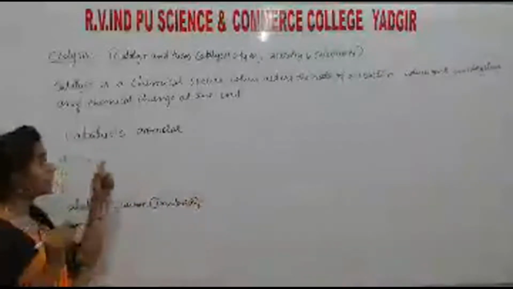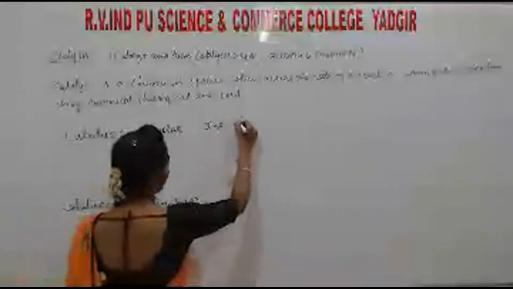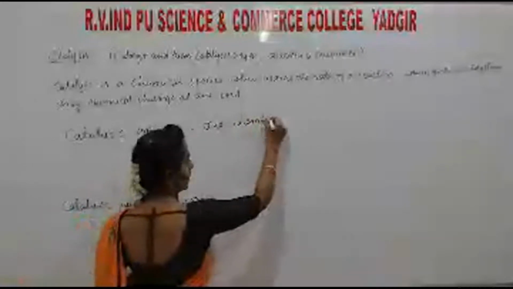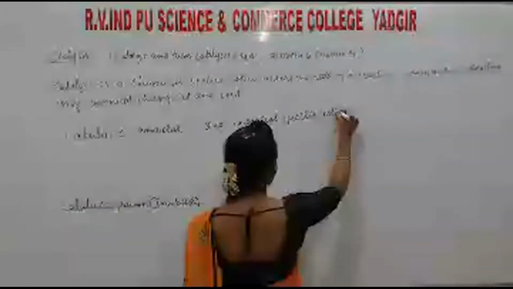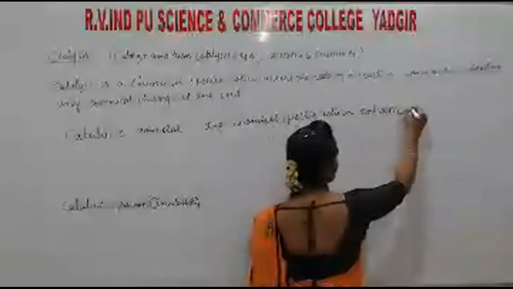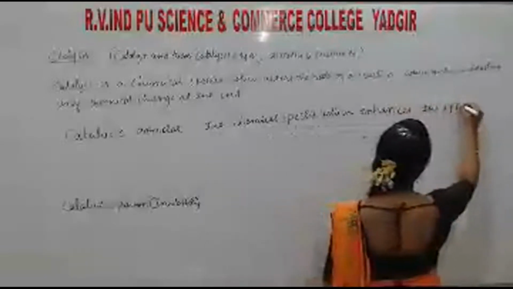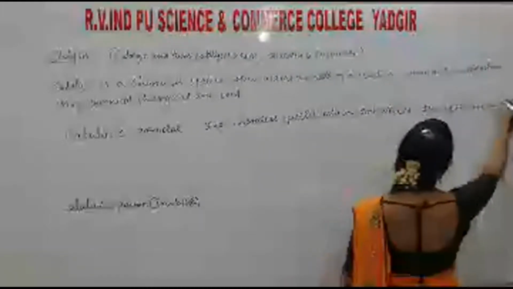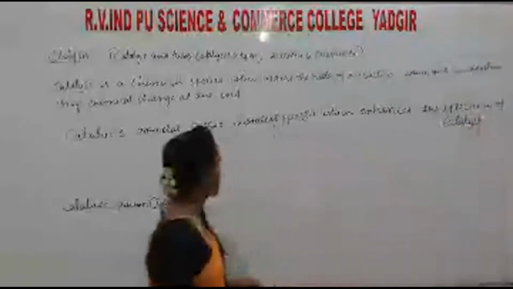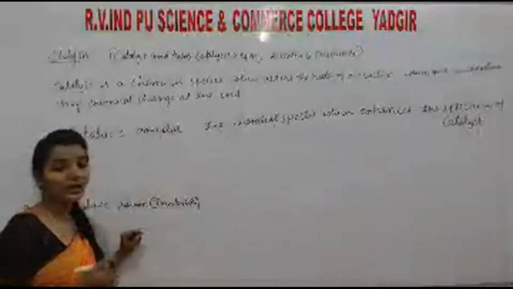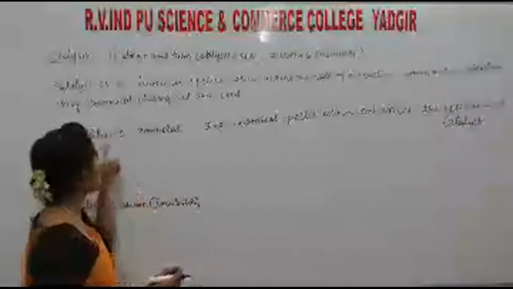Okay, so what are catalytic promoters? They are chemicals, elements or chemical species which enhance, that means increase, the efficiency of the catalyst. The chemical species which increases the efficiency of a catalyst is called a catalytic promoter.